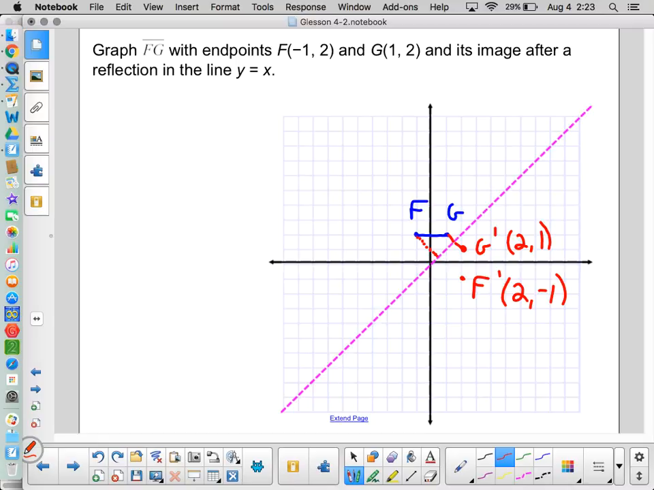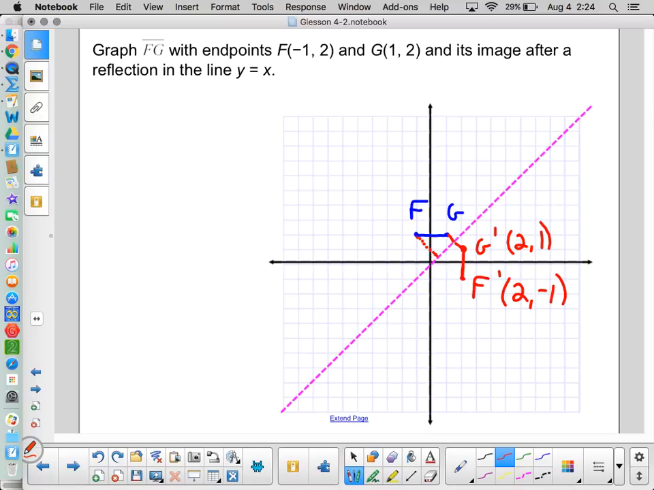Now, when I look at my reflected segment, though, it's definitely not in the same orientation. It's not a translation. That's a reflection. It went from being a horizontal segment to being a vertical segment. Okay, so that's what it did.